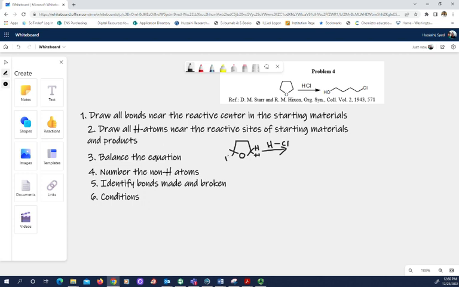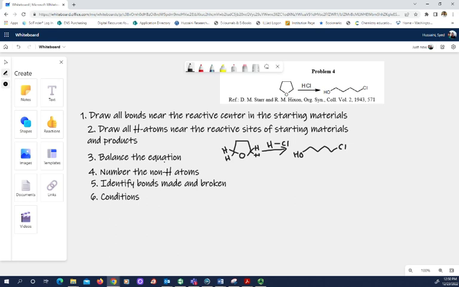Now if you are not sure where the reactive site is, you can draw hydrogen atoms everywhere, but here, because this part is not here, that's why I wrote it down here. Now I should do the same thing in the product as well. These hydrogen atoms help with the assignment of charges.